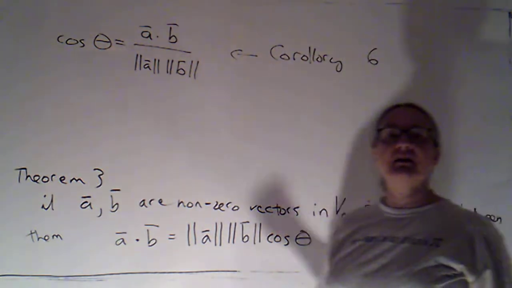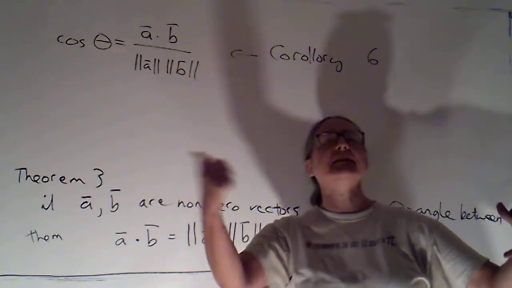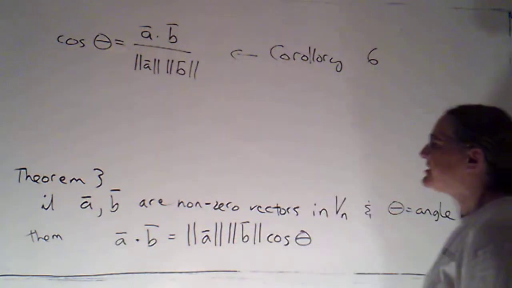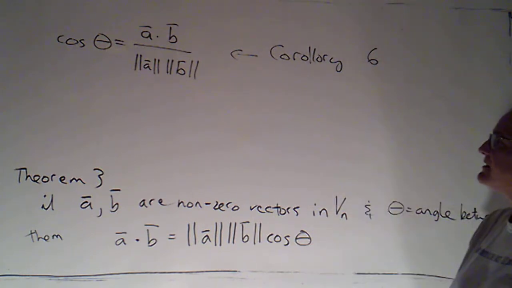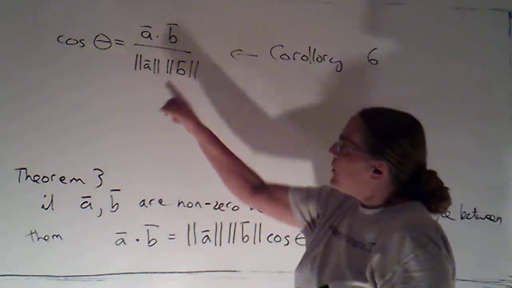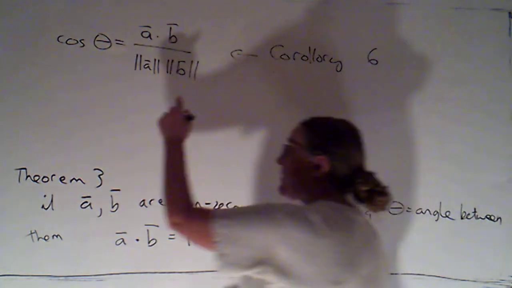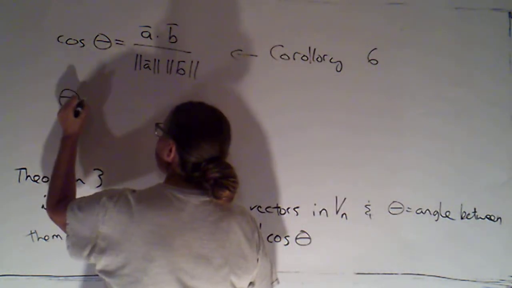A corollary is just another theorem that's sort of related to another theorem. Some textbooks would actually just state this as one theorem, and it's just a rearrangement of things. Notice we can then actually solve all the way for theta.